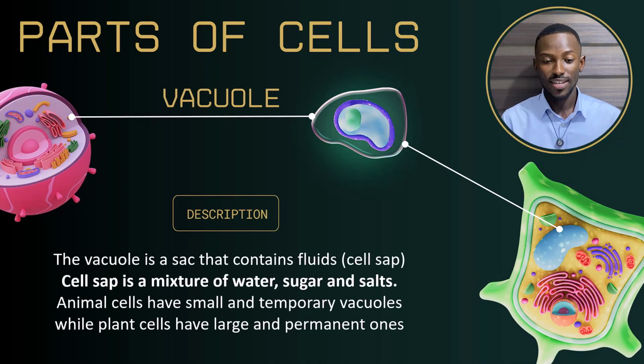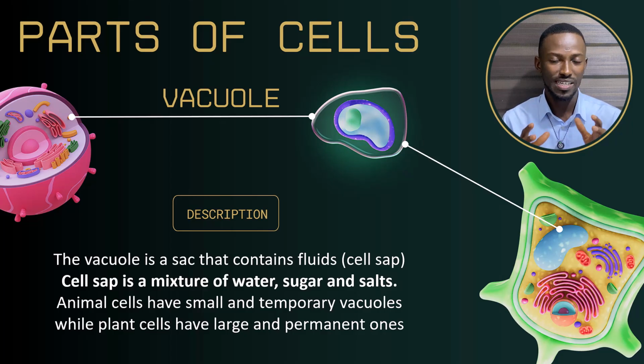Now let's move to the next organelle, that is the vacuole. How would you describe the vacuole of a cell? The vacuole is a sac that contains fluid, that is cell sap. Now the cell sap is a mixture of water, sugar, and salt. Animal cells have small and temporary vacuoles, while plant cells have large and permanent ones. In plant cells, the vacuole occupies the largest section of the cytoplasm of the plant cell.